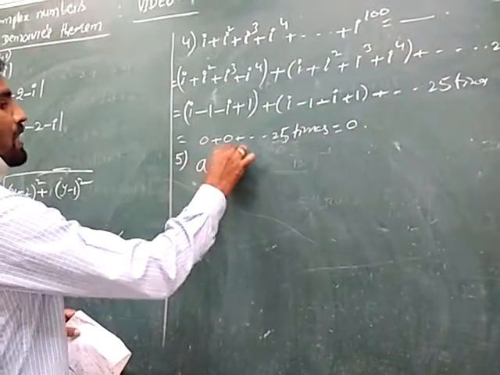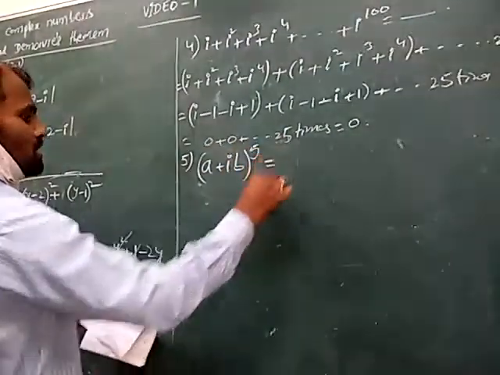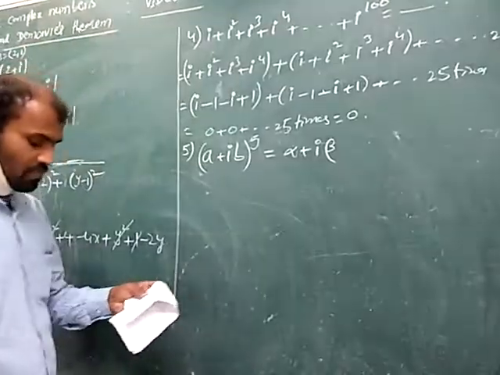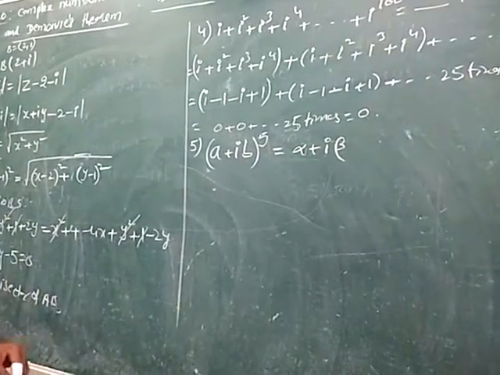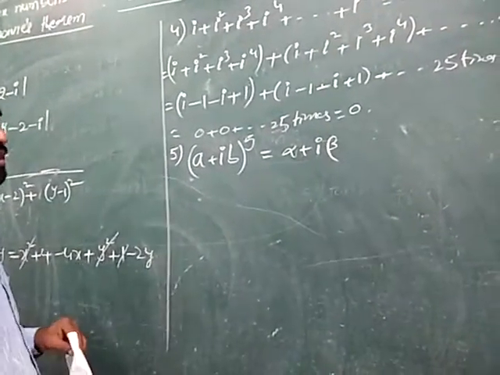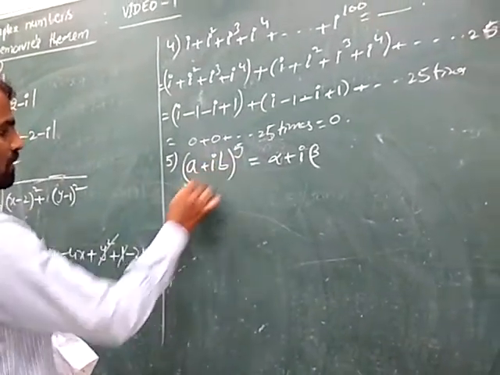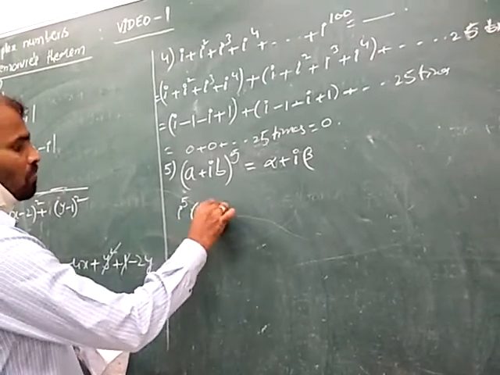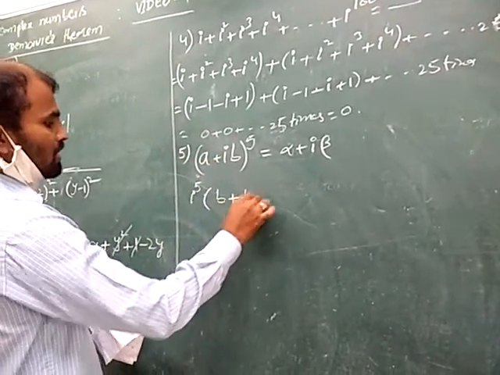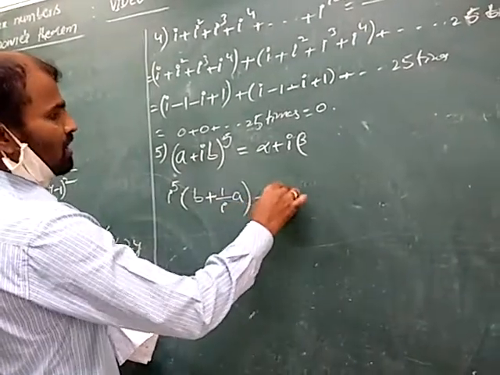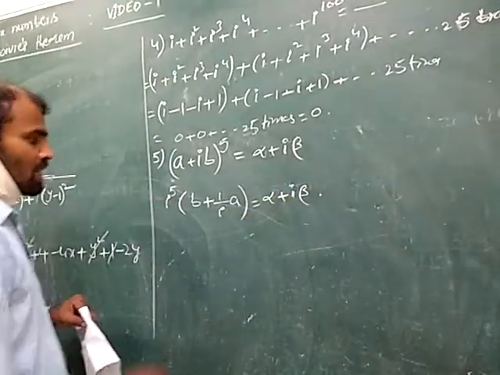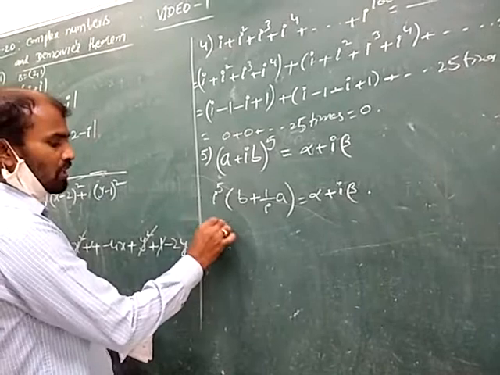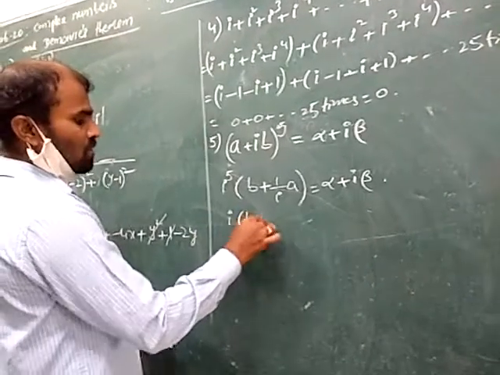If (a plus ib) whole power 5 is equal to alpha plus i beta, then (b plus ia) whole power 5 will equal? Now from a plus ib, I is common, then I into (b plus, in a there is no I, so 1 by I into a) becomes alpha plus I beta. Now I power 5 is I square whole square into I square whole square is 1 into I, so I into (b plus 1 by I a).